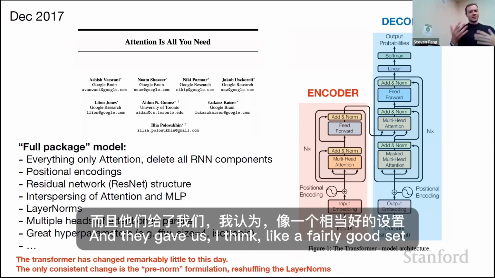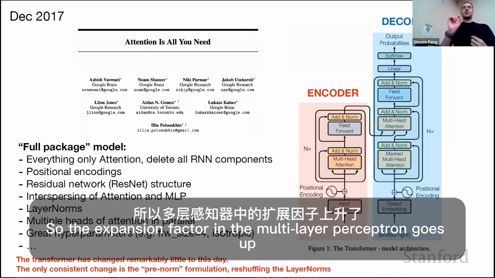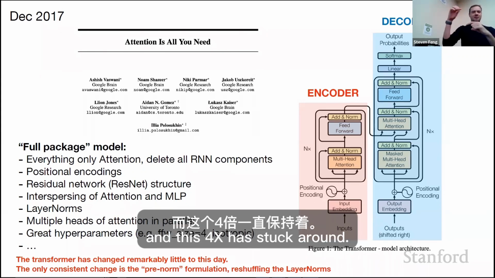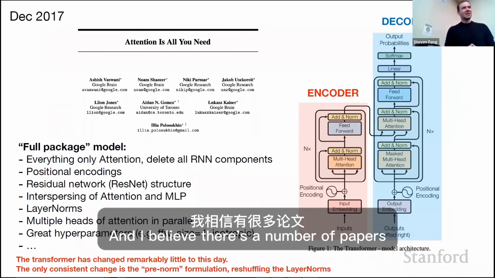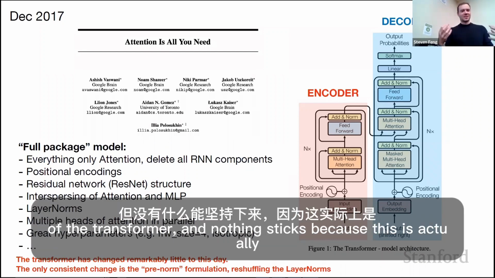And they gave us, I think, a fairly good set of hyperparameters that to this day are used. So the expansion factor in the multi-layer perceptron goes up by 4x, and we'll go into a bit more detail. And this 4x has stuck around. I believe there's a number of papers that try to play with all kinds of little details of the transformer, and nothing sticks because this is actually quite good.